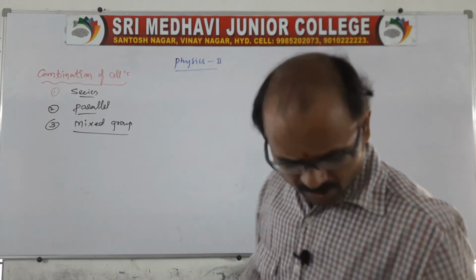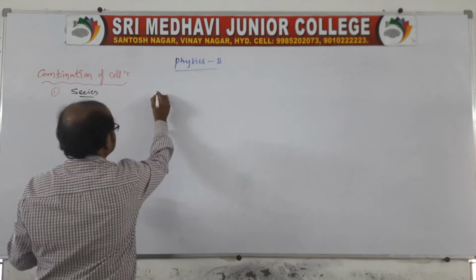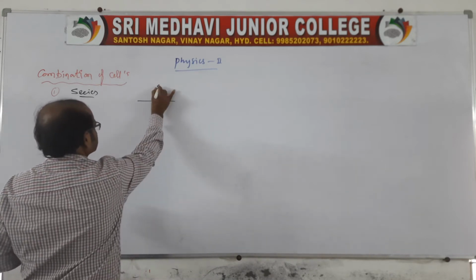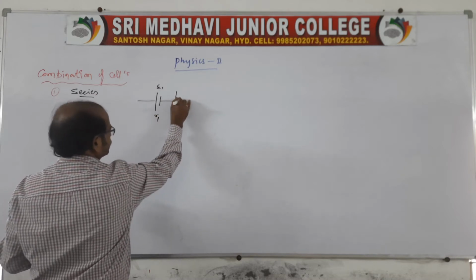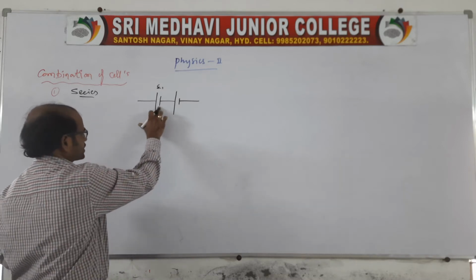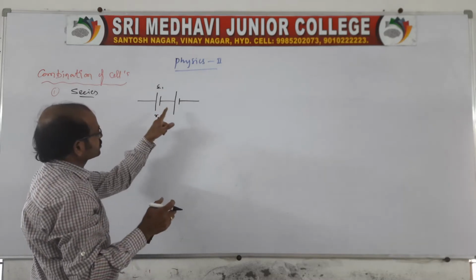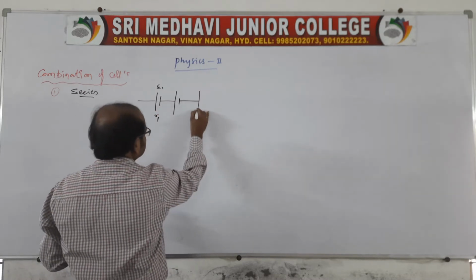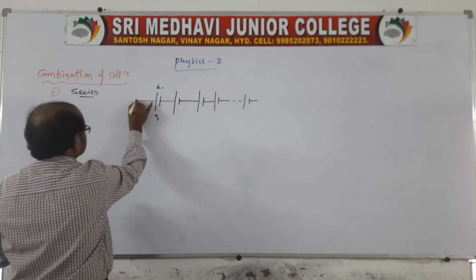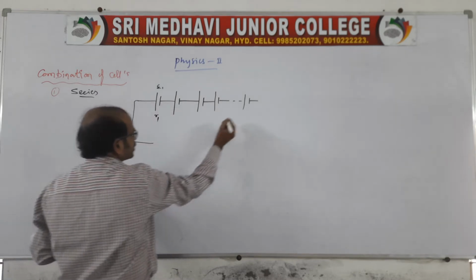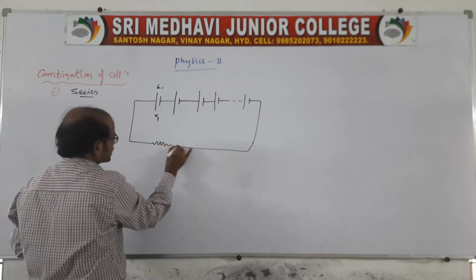In this series, let us say the number of cells are connected in series. Of course we know, take one cell, its EMF is E1 and internal resistance is R1, and another cell is joined: the second terminal of the first cell is connected to the first terminal of the second cell, that is, negative is connected to positive, and the next cell positive to negative, connected in series like this. Therefore the first terminal of the first cell and the second terminal of the last cell are connected to the external resistance capital R.